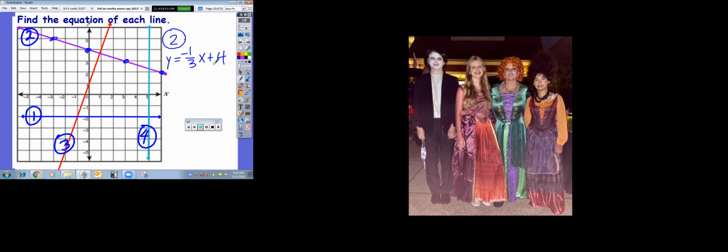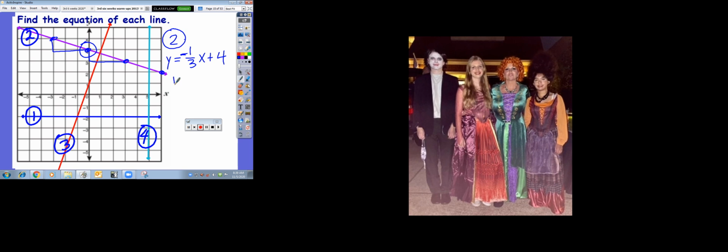A lot of kids accidentally report this as y equals 1/3 x plus 4. They forget this is going down. So I would always look at my line before I even start trying to figure out the equation. Remind yourself this is going down and over, down and over. The slope better be negative. And yep, the y-intercept is 4.